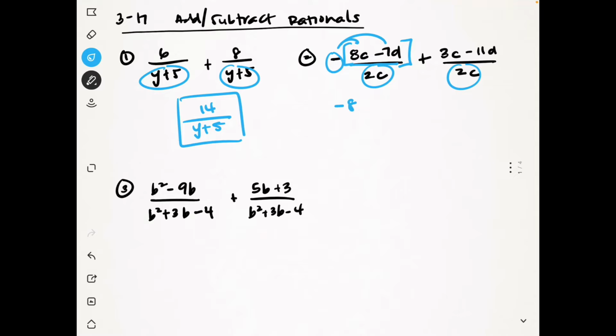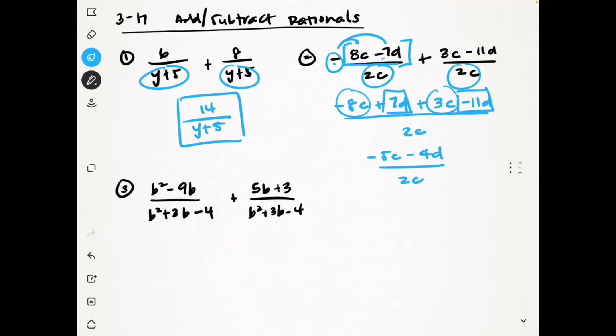So we're going to say negative 8c. Negative times negative is positive 7d, and then we have plus the stuff on the right hand side. Right, and then we're going to make sure we add our like terms. Negative 8 plus 3 is negative 5c. 7d minus 11d is negative 4d, and we have over 2c. Good.